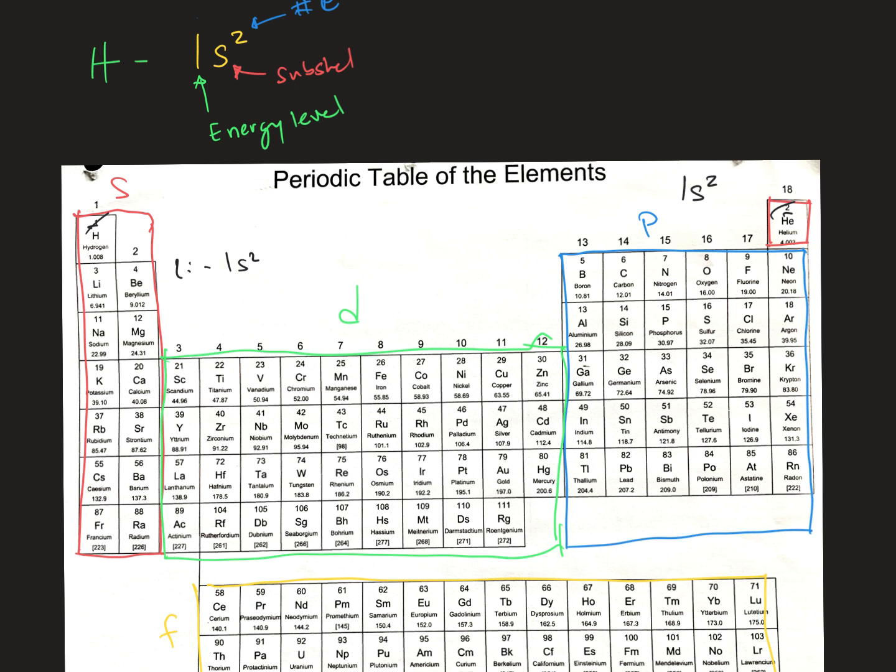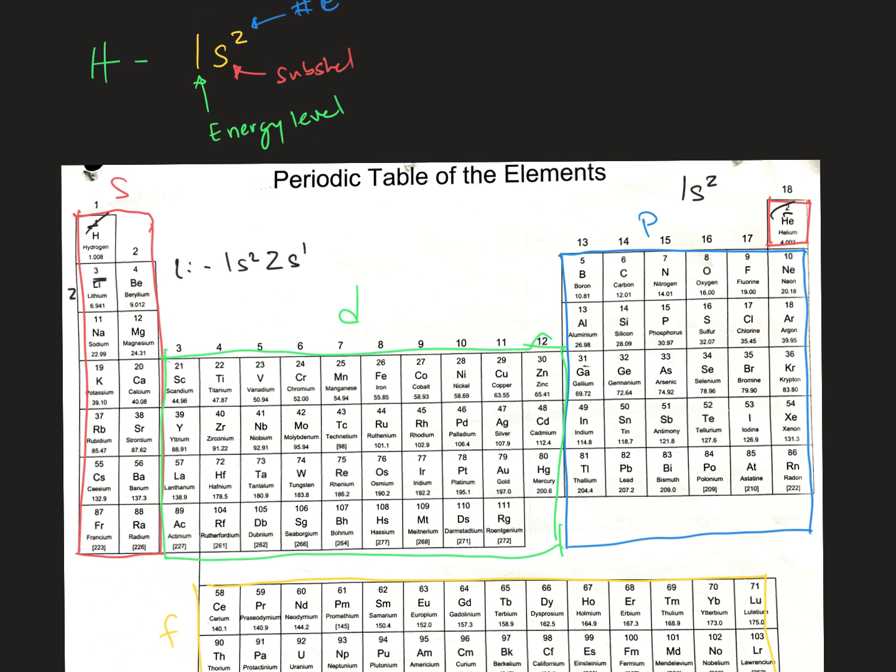And then we go down to energy level 2. And this third electron is also in the S subshell. But there's only one of them. So that's the electron configuration for lithium. Are we following? And I'm going to skip over a few.